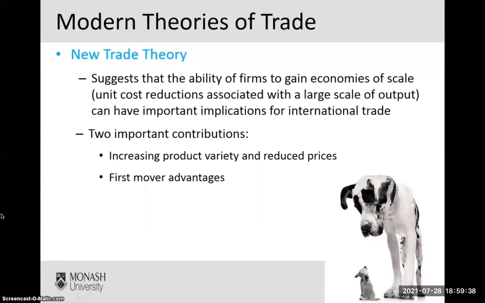The next trade theory we're going to have a look at here is, funnily enough, called the new trade theory. And it suggests that the ability of firms to gain economies of scale, which are unit cost reductions associated with a large scale of output, can have important implications for international trade. And there are two key contributions that we're going to focus on today from this theory that have key implications for international business. The first relates to the increasing product variety and reduced prices that we see emerging from international trade.